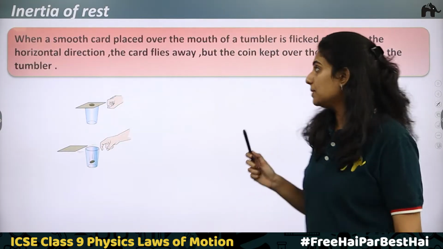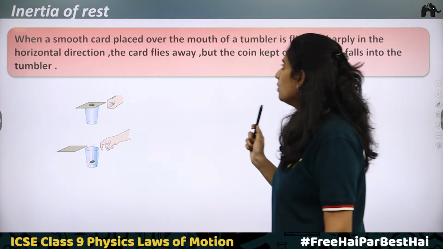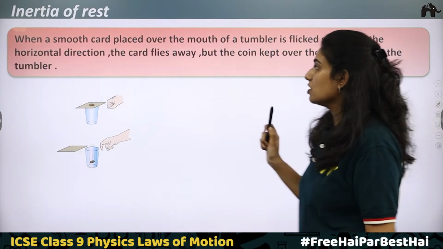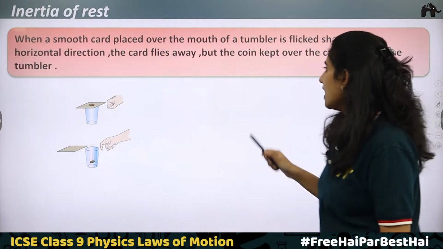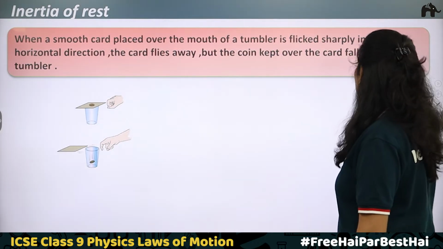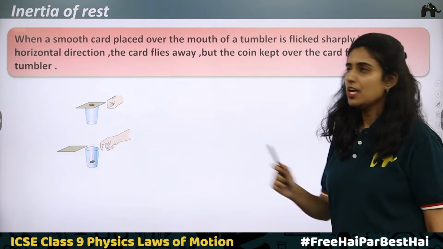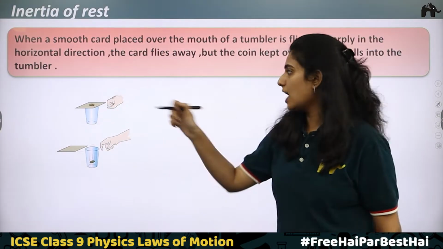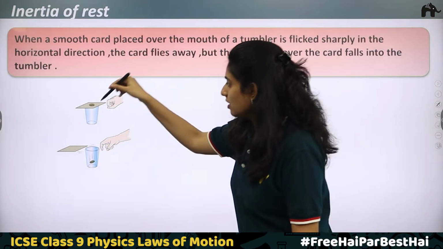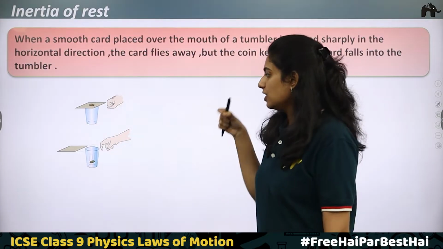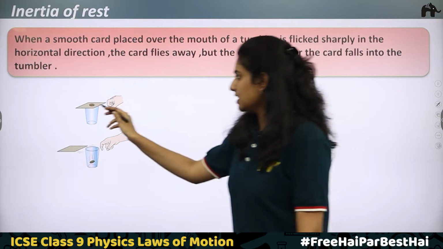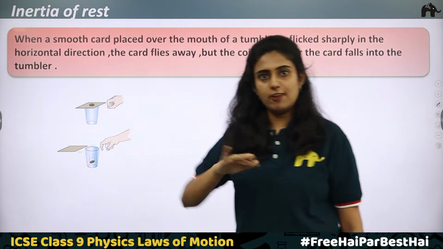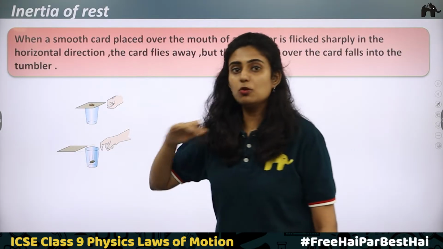Okay, fifth example: when a smooth card placed over the mouth of a tumbler is flicked sharply in the horizontal direction, the card flies away but the coin kept over the card falls into the tumbler. You can try this. Take a tumbler, place a smooth cardboard over it and a coin on top of it. Okay, so with your hands, you can just strike this cardboard. What happens is the cardboard will start moving. It flies away. That is, the cardboard will come to motion.